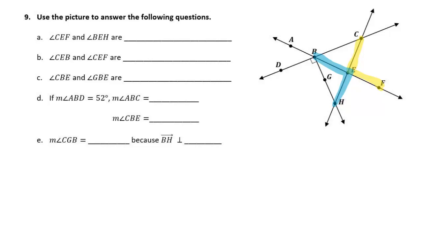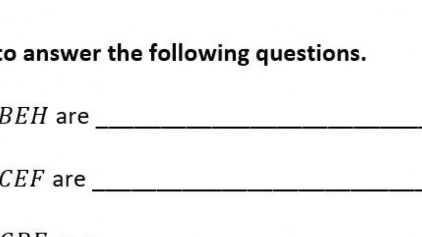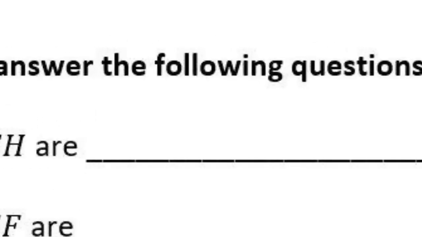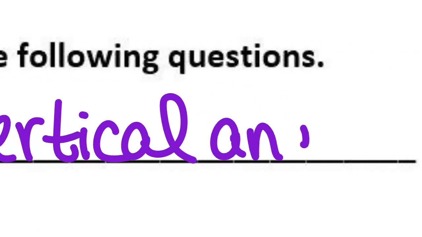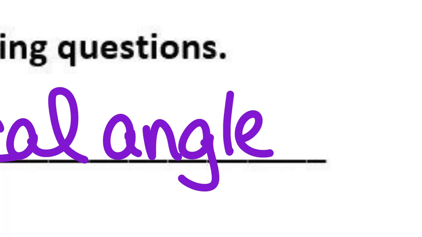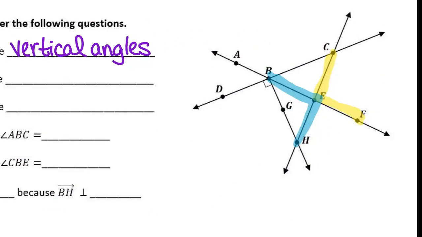What do we call that special angle pair? They're opposite. What do we call opposite angles? Vertical angles. Opposite angles are vertical angles. How do you know they're vertical angles? Because it makes an X. See that X right there? Yes. When you see that X and they only touch right in the center of the X.